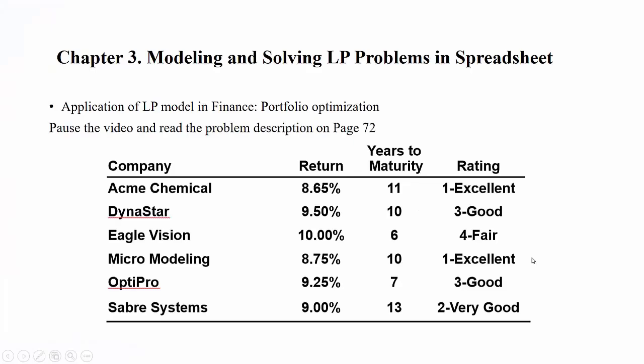Now we want to solve another problem, another linear programming model in finance, which is portfolio optimization, page 72. In this example, we are dealing with six investment options. Each of the investment options has a rate of return ranging between 8.65 and 10%, and the years until they mature vary between 6 and 13 years, and they have a rating.